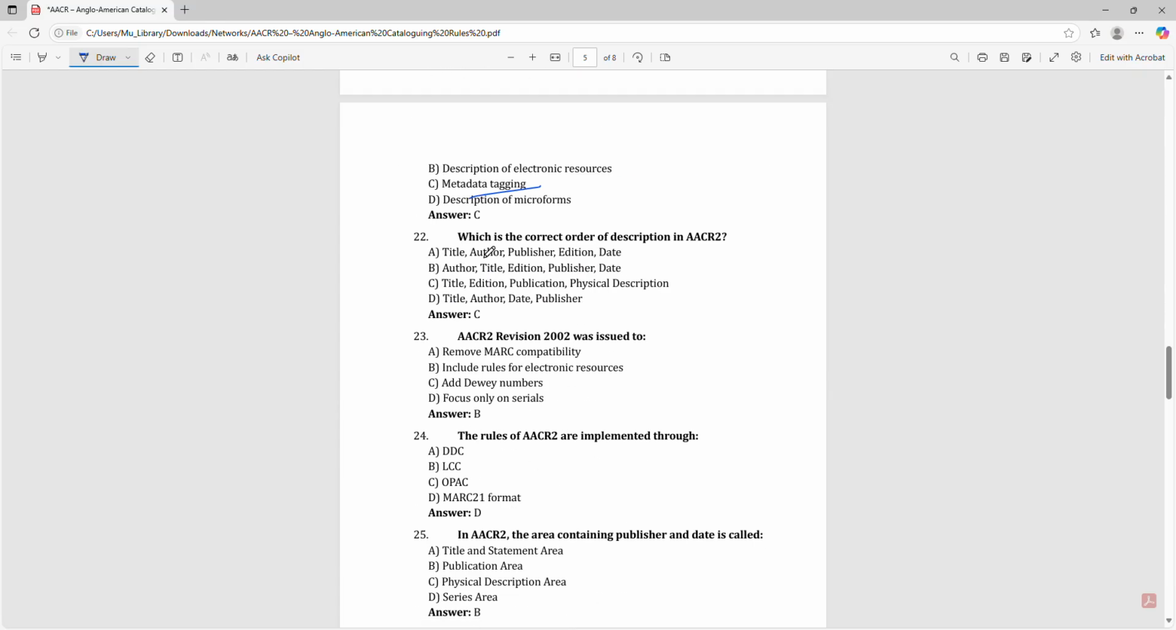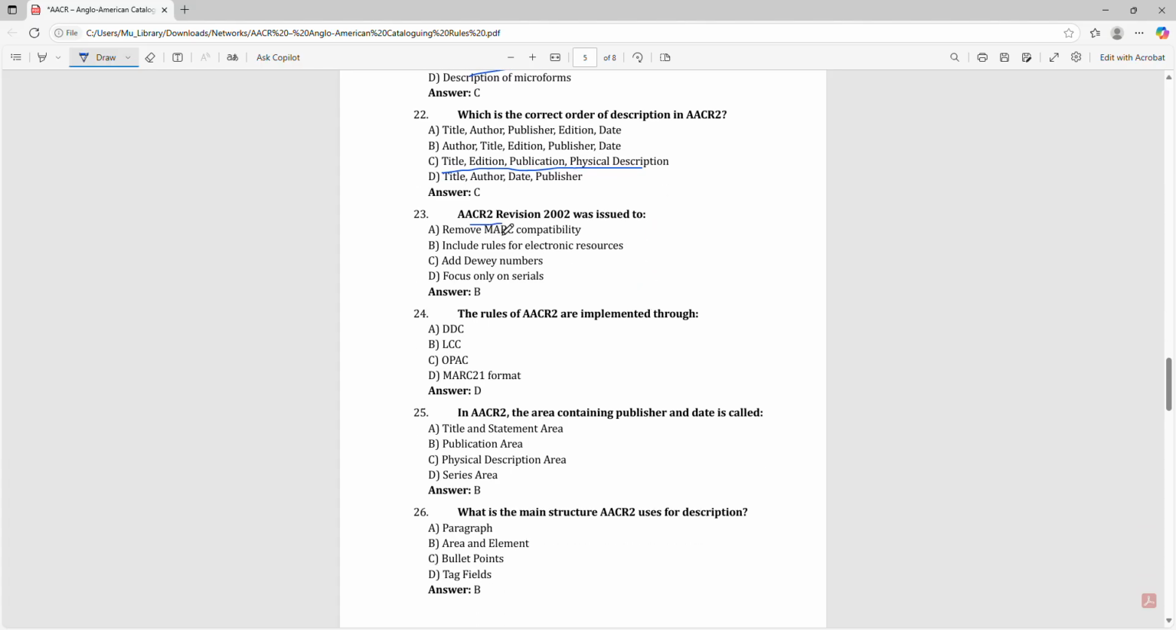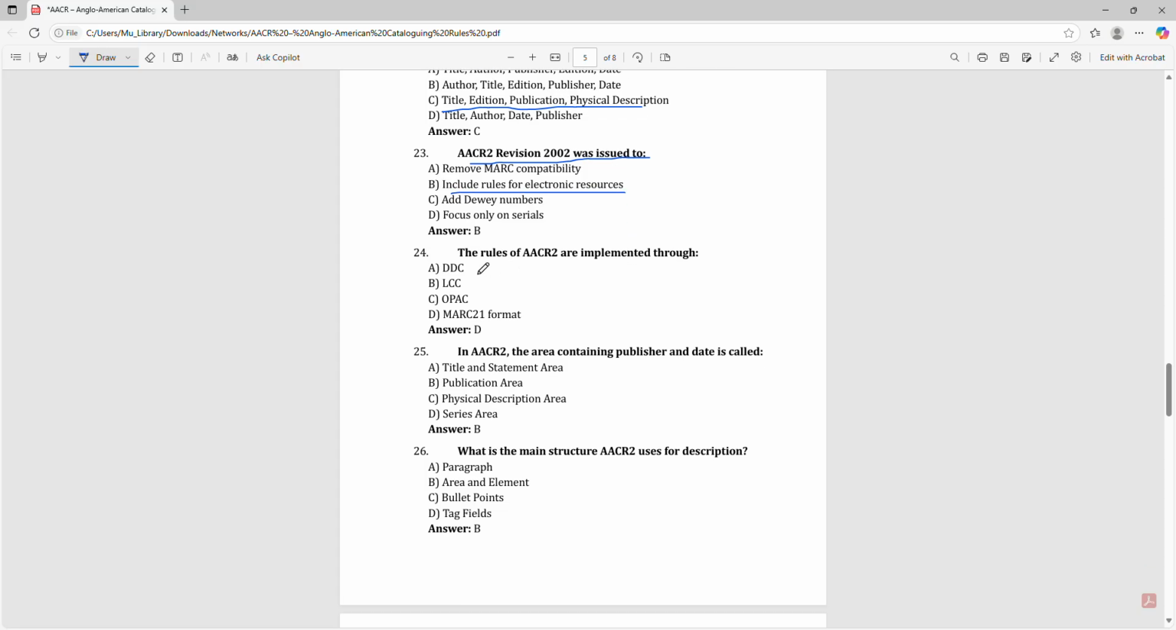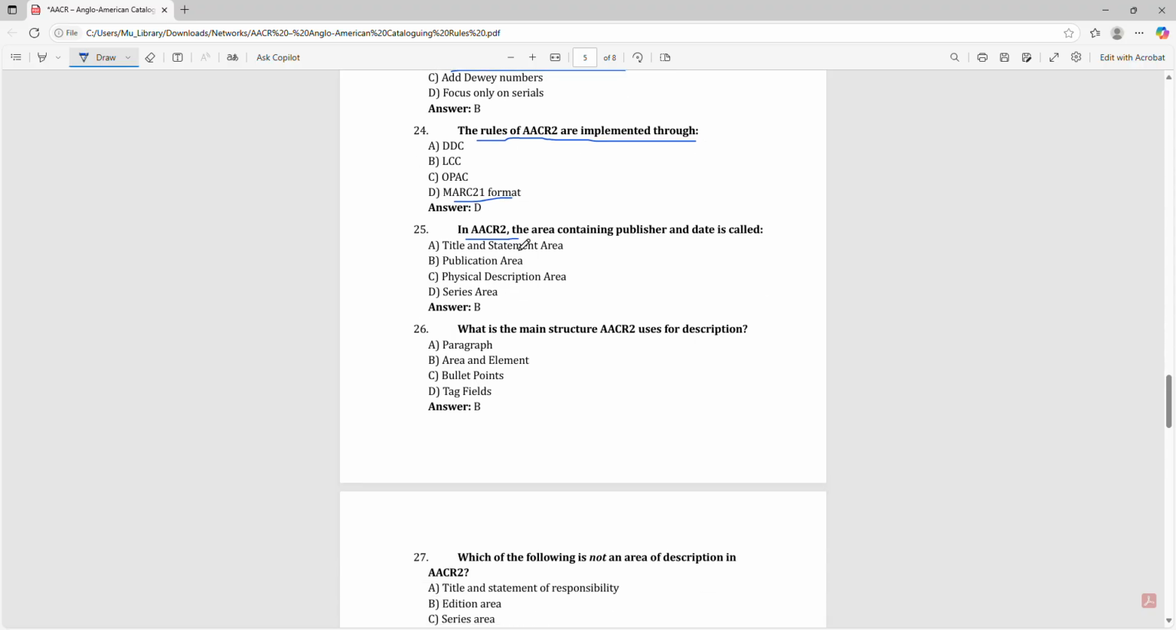Which is the correct order of description in AACR 2? That is title, edition, publication and the physical description. AACR 2 revision 2002 was issued to include rules for electronic resources. The rules of AACR 2 are implemented through MARC 21 format. In AACR 2, the area containing publisher and date is called the publication area.